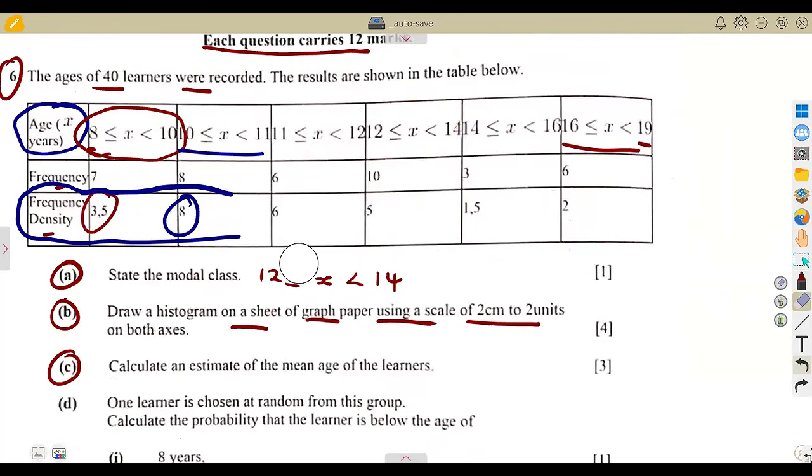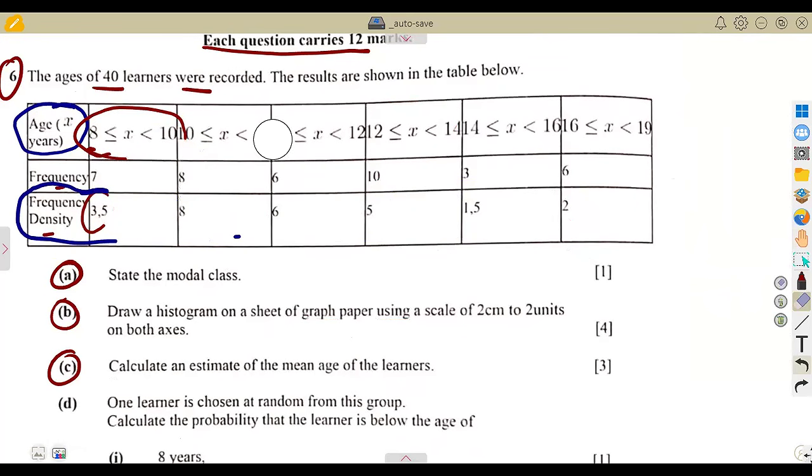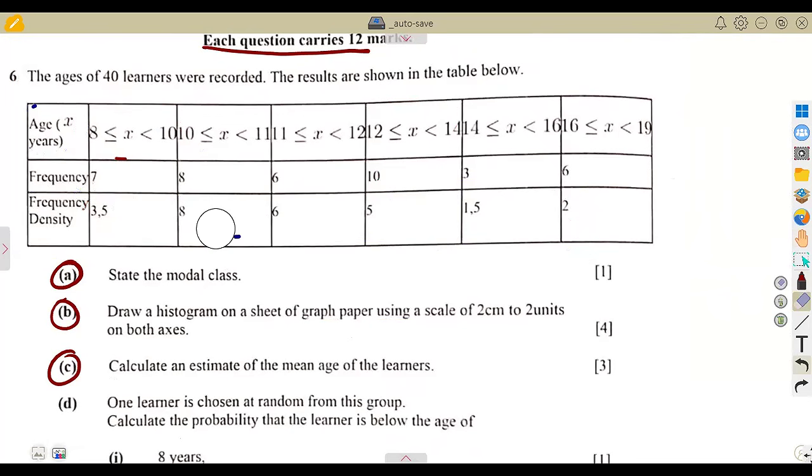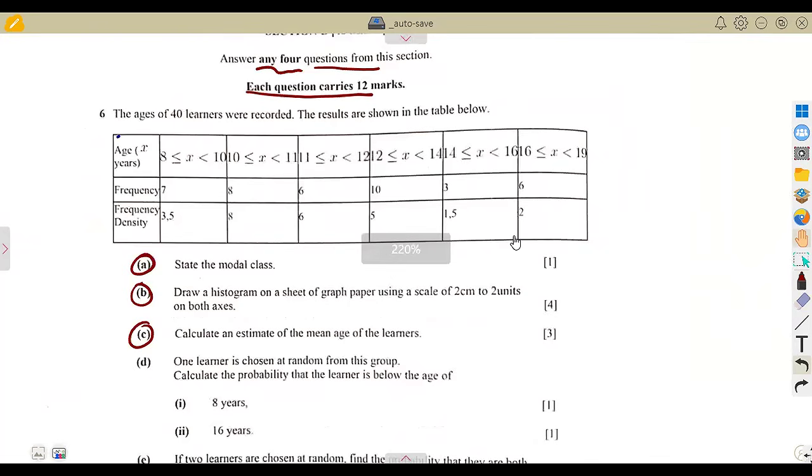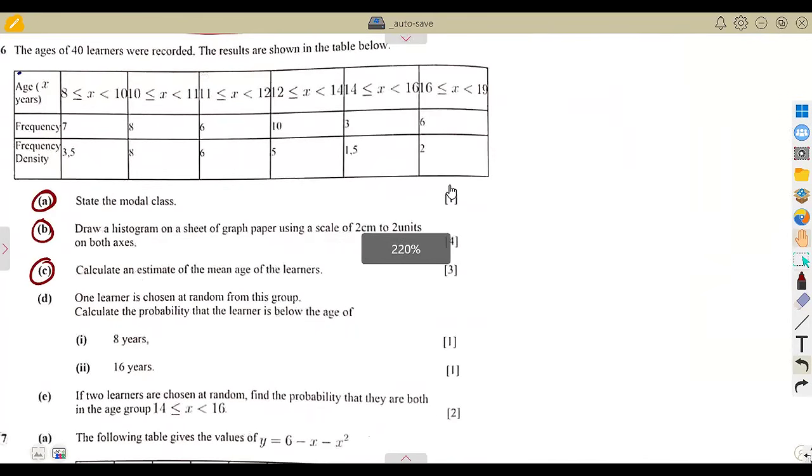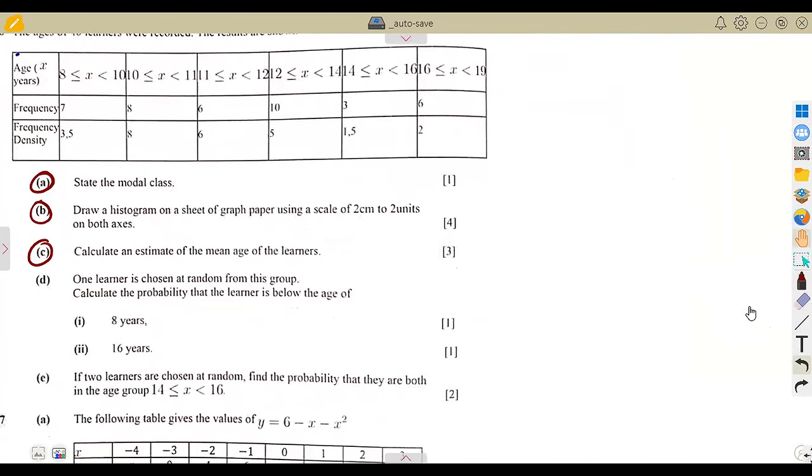How do you calculate the mean? Remember the mean from the class centers. I talked about this, that you need the class centers. So from the class centers times the frequency, each and every class center multiplied by the frequency.